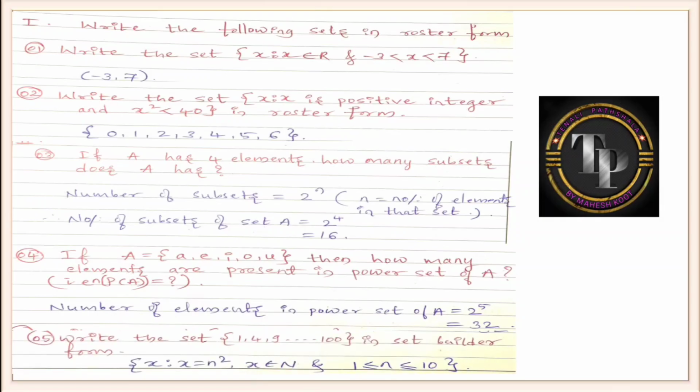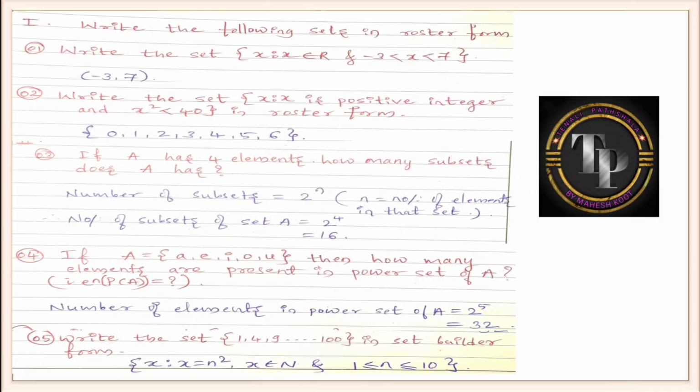Write this set 1, 4, 9 up to 100 in set builder form. Carefully observe the set, guys. 1 square is 1, 2 square is 4, 3 square is 9, lastly 10 square is 100. That means you are given a squared element.